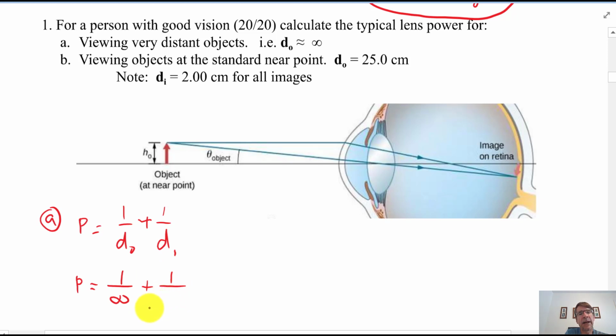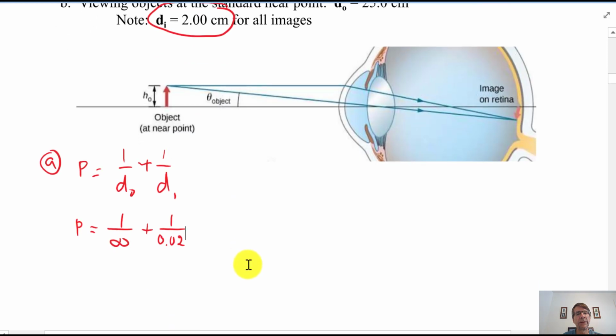Now, we're using d sub I right here in all cases for these non-corrective lenses. We don't have corrective lenses on. That's 0.02 meters. 2 centimeters is 0.02 meters. So you're going to have power equals basically 0 plus 1 over 0.02, which is 50. 1 over infinity is 0. So the power of your eye for a healthy person is 50 diopters.